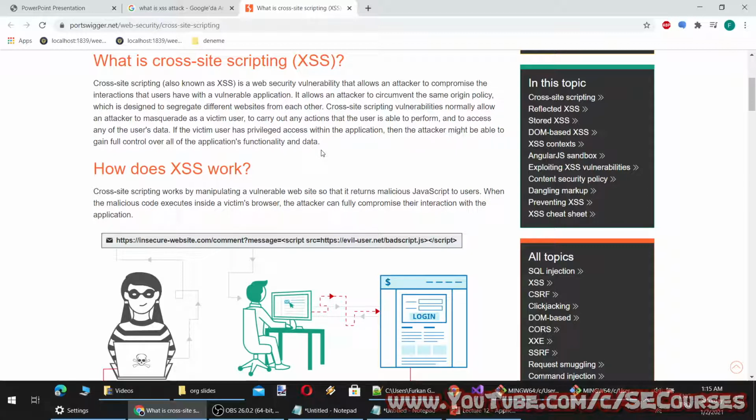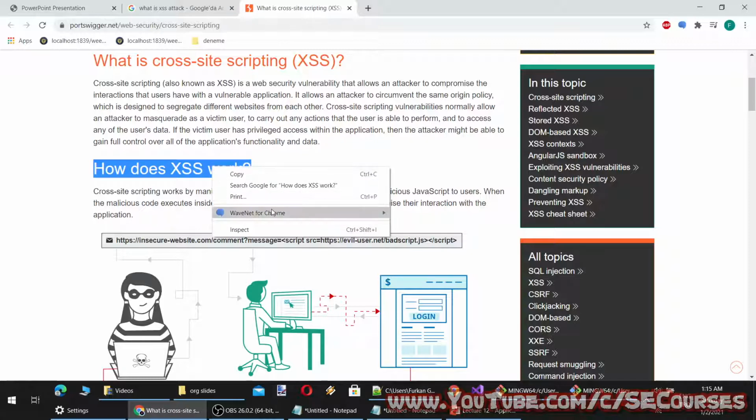It allows an attacker to circumvent the same origin policy, which is designed to segregate different websites from each other. Cross-site scripting vulnerabilities normally allow an attacker to masquerade as a victim user, to carry out any actions that the user is able to perform, and to access any of the user's data. If the victim user has privileged access within the application, then the attacker might be able to gain full control over all of the application's functionality and data.